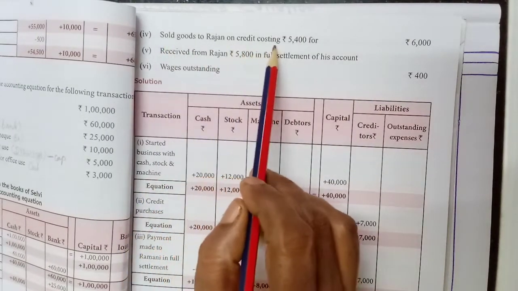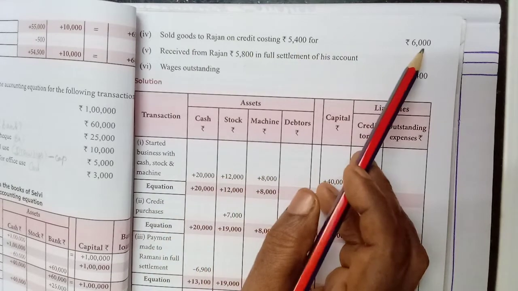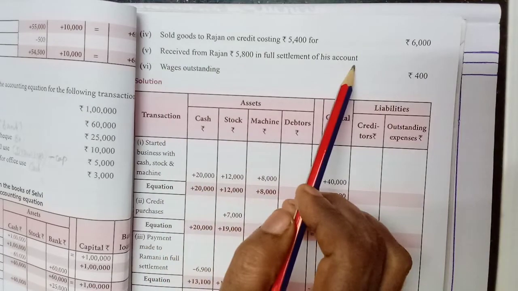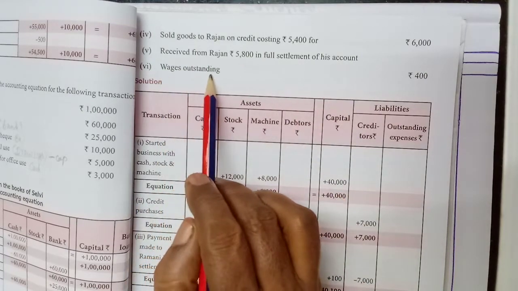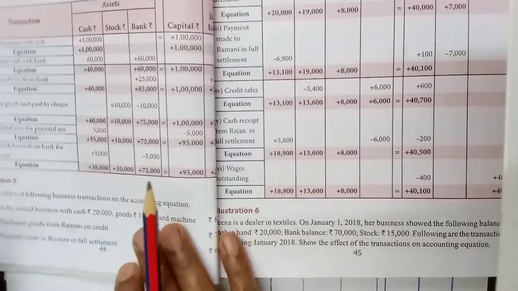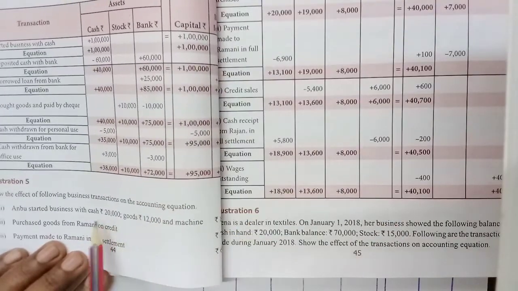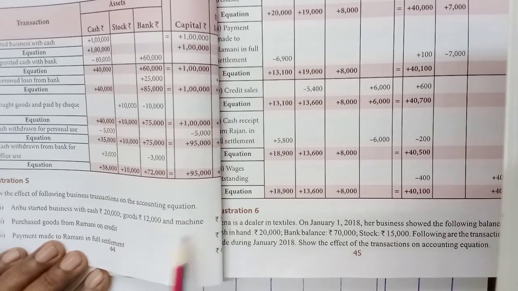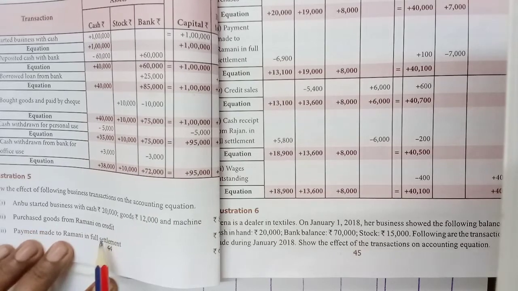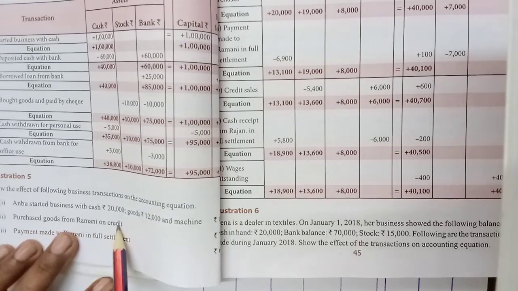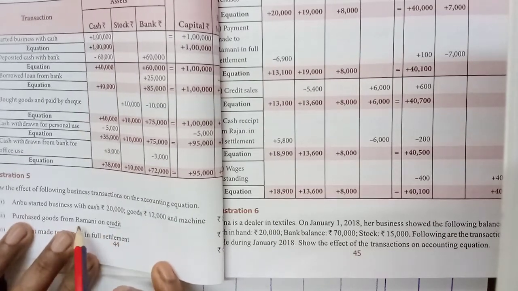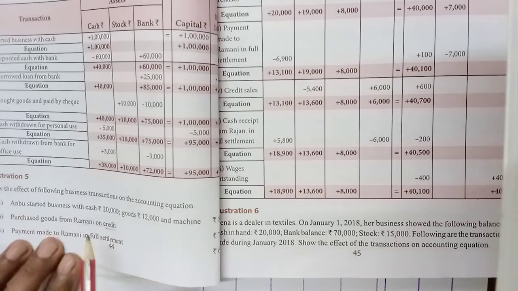Sold goods to Rajan on credit costing 5,400 for 6,000. Received from Rajan 5,800 in full settlement of his account. Wages outstanding. Some different items are given here, so I will explain. Okay, this one. So here I have explained, isn't it? So cash, stock, machine we have to write. Then purchased goods. So stock is already there, isn't it? So stock. Then on credit means here who is coming? Creditors. Okay, purchased goods from Ramani, that is we have to write as creditors, not simply Ramani.